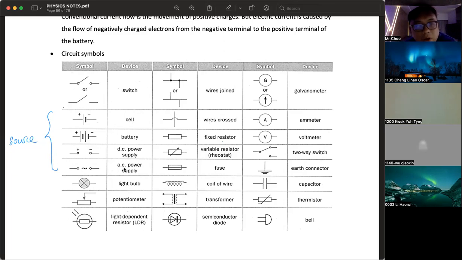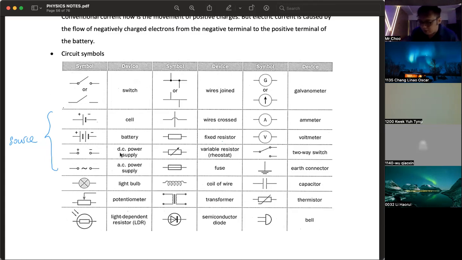AC stands for alternating current. Okay, so let me explain this a little bit to you all. Both of these are sources. They provide electrical energy to your circuit. So what is DC current? DC current is where your source, where your potential, is always maintained at a stable level.